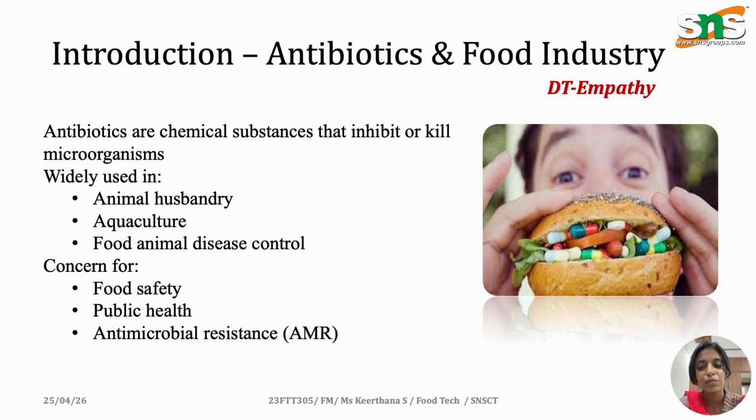First, what are antibiotics? They are chemical substances that kill or inhibit microorganisms. They are widely used in animal husbandry, aquaculture, and disease control in food animals. But there is a major concern: food safety, public health, and antimicrobial resistance, also known as AMR.